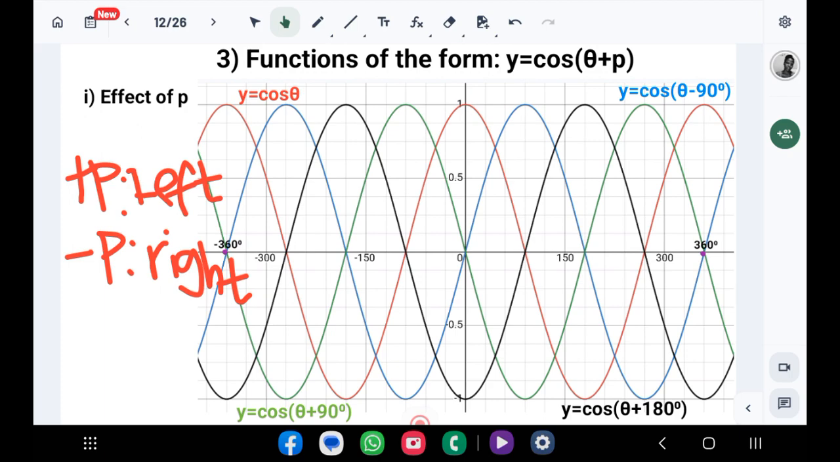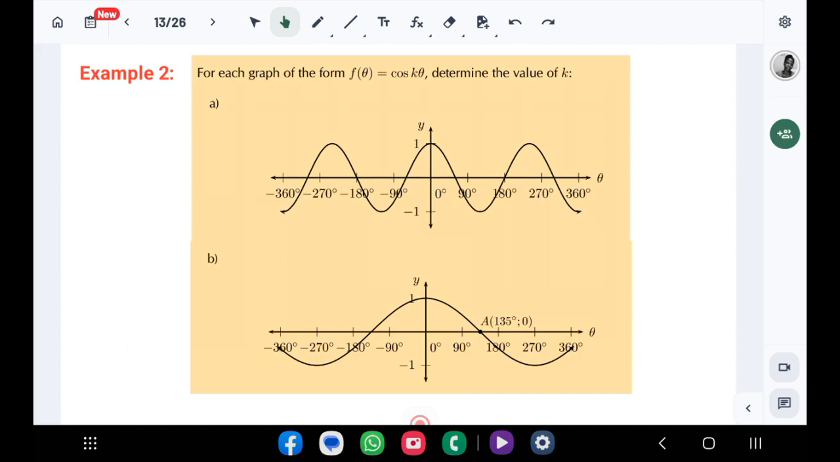That's basically how you duplicate a function that is shifted without having to calculate each and every milestone by hand. You just use the knowledge that you have of how the shift happens, and then you plot the graphs of the shifted functions accordingly. Now let's look at an example.